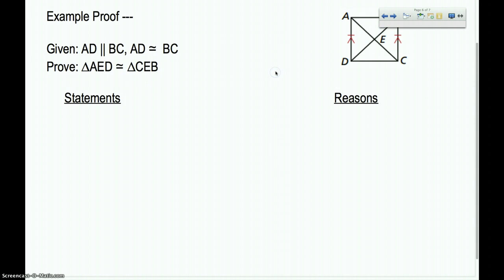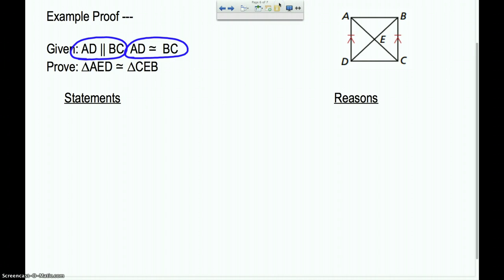Here's what we have here. We have AD is parallel to BC, and AD is also congruent to BC. We only have two givens here. We're going to have to make up a lot of information on our own, and that's okay. We can do this. We are trying to prove AED congruent to CEB. That is the goal here, to get the triangle on the left and the triangle on the right to be congruent.